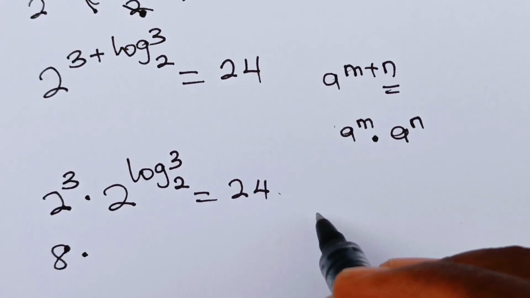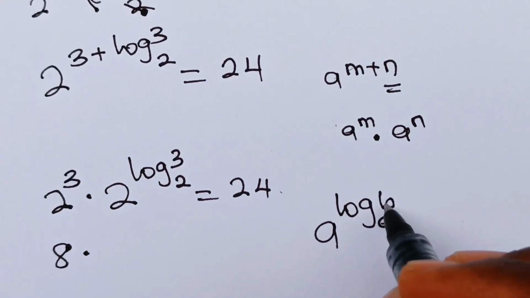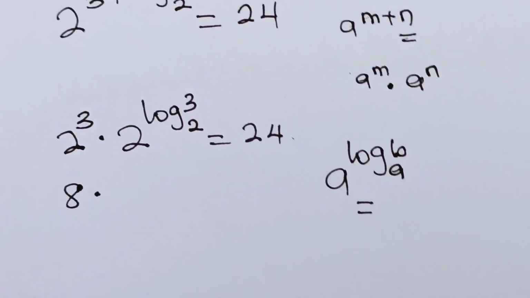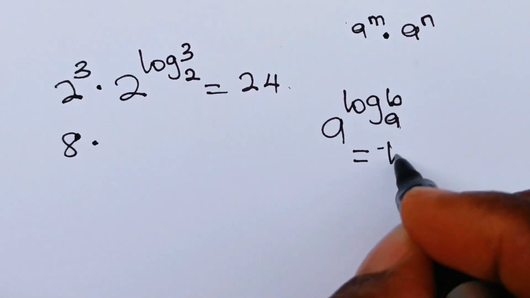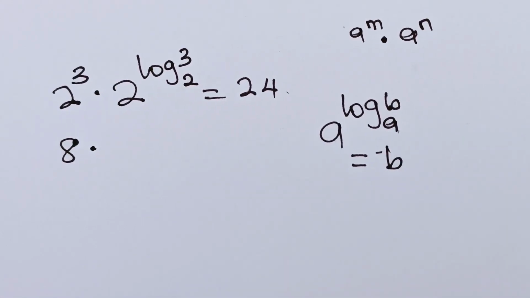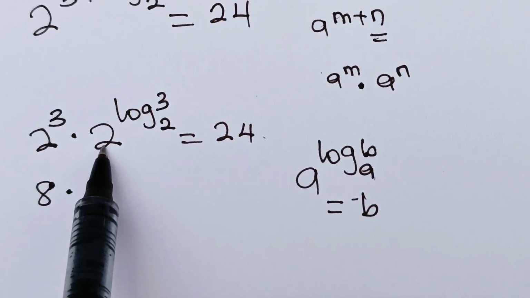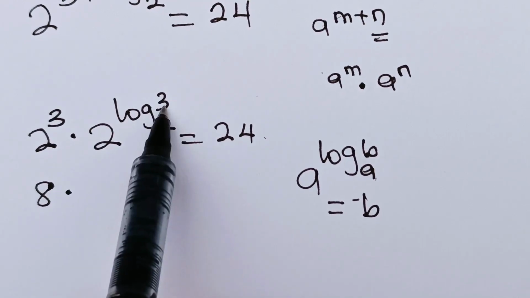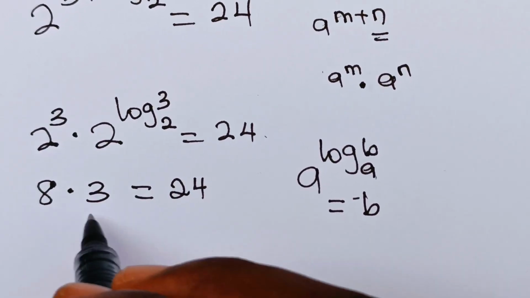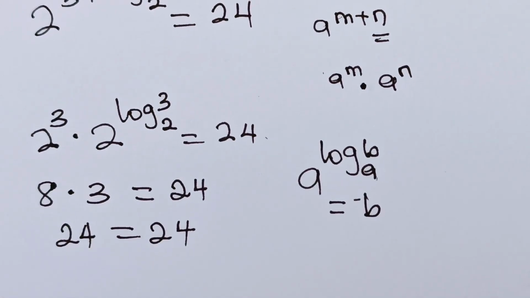Now when you have a to the power of log base a of b, this is equal to b. Everything here should be equal to b once they have the same base here and here. Therefore we can now rewrite this as, since we have the same base here and here, that means the whole of this is 3. So multiplied by 3 is equal to 24. Now 8 times 3 is equal to 24, and 24 is equal to 24. That means we are correct.